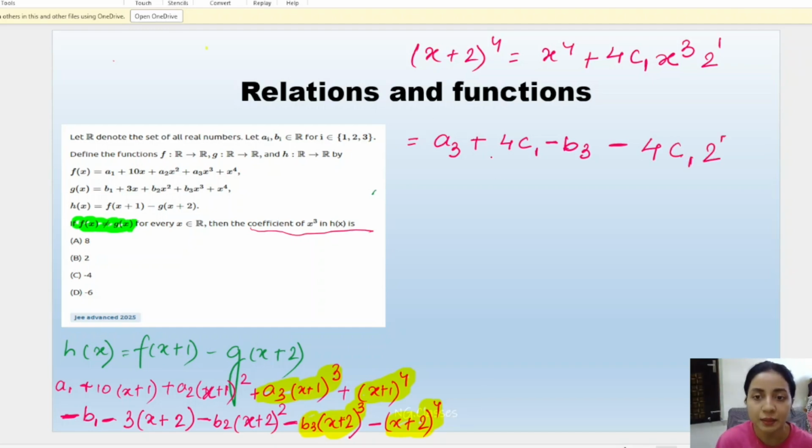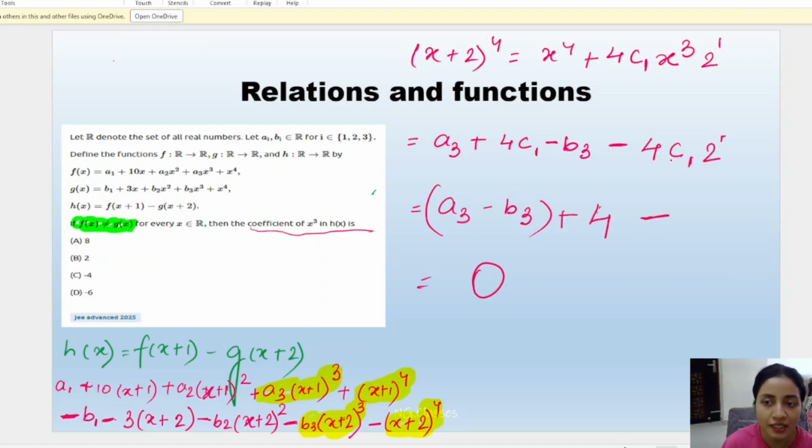As we know, a3 minus b3 is nothing but 0. Just now we found a3 minus b3 as 0, so let's substitute it. We have 4C1, which is just 4, minus 4C1 times 2, so 4 times 2 is 8, we get 4 minus 8, which is minus 4. So here the answer will be minus 4. Option C is the correct option.